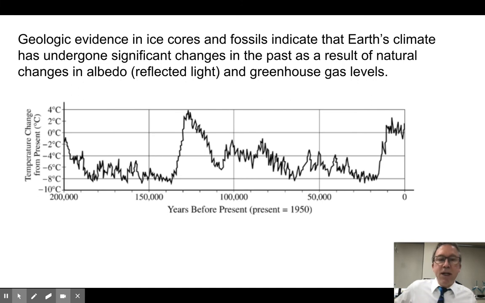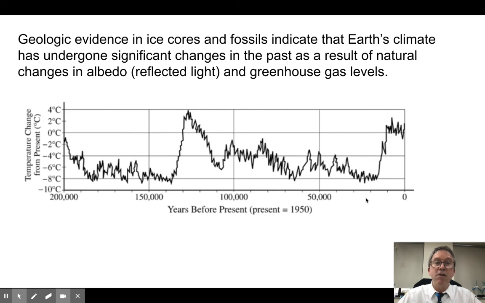So if we take a look at ice cores, which we talked about in a previous screencast, we can make an inference about what the temperature was based on ratios of oxygen 16 to oxygen 18 in water. When we look at this, what we see is that there have been quite a bit of changes in Earth's temperature across the past, and that these changes are basically the result of two things primarily: the amount of carbon dioxide in the atmosphere and the amount of albedo we have as a result of snow and ice reflecting sunlight.